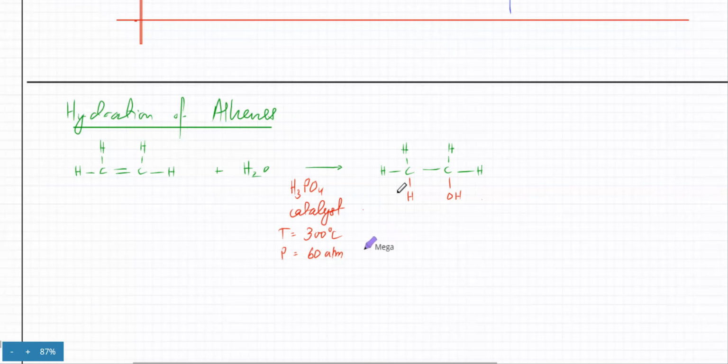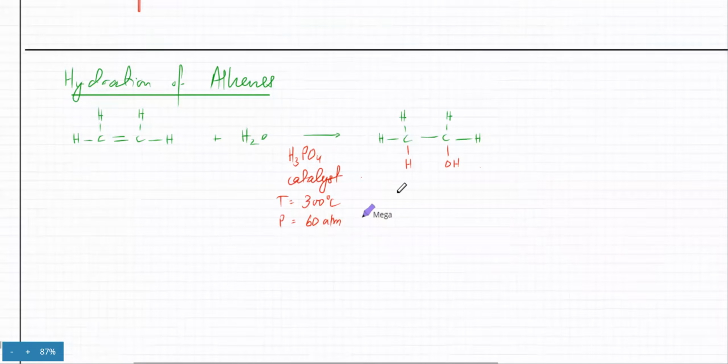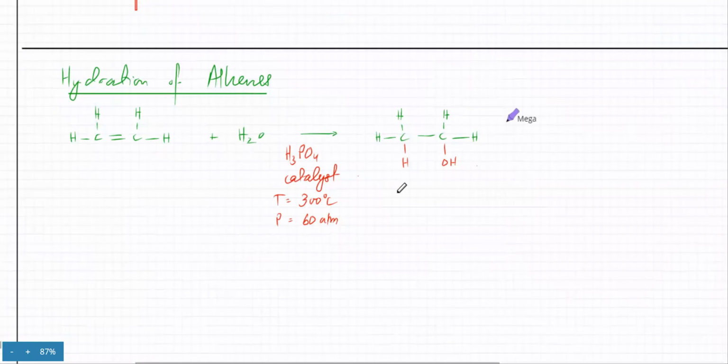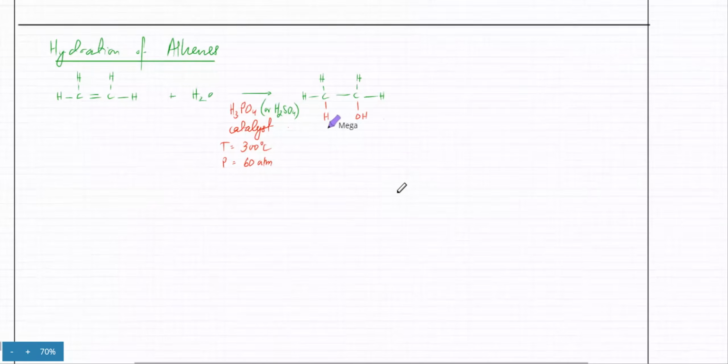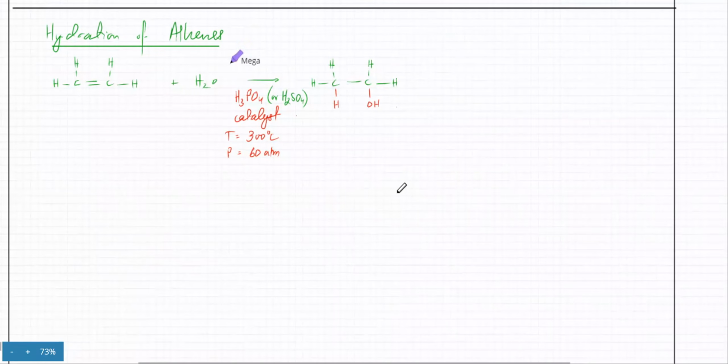The mechanism for this reaction is kind of the same. And remember, it's not just phosphoric acid; it could be any catalyst. You could also use H2SO4. Basically, you need an acid, but phosphoric acid behaves in the best way. So this is hydration. Now, the mechanism of the reaction is quite similar.